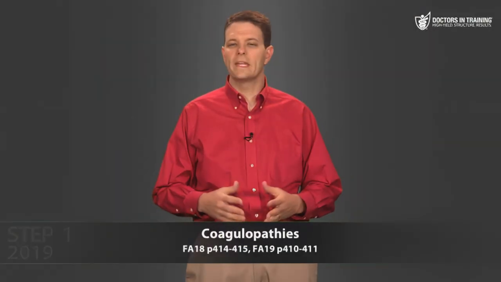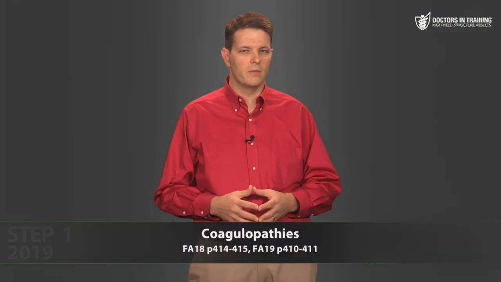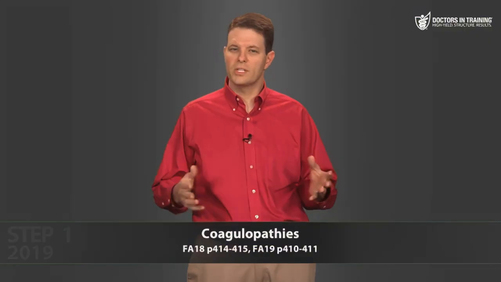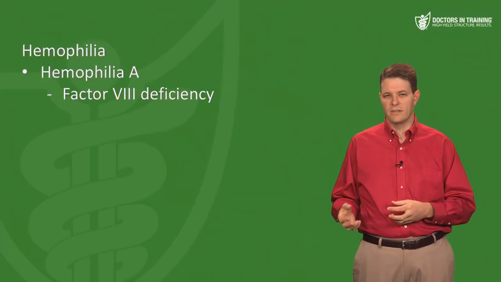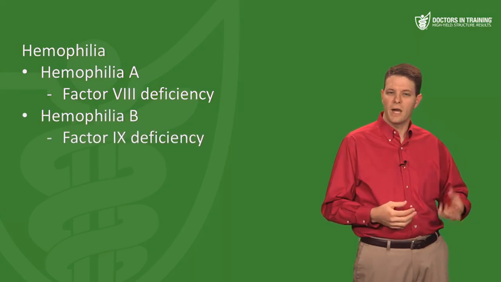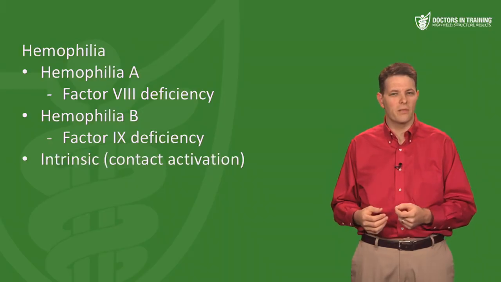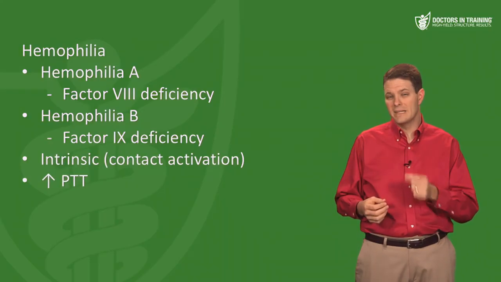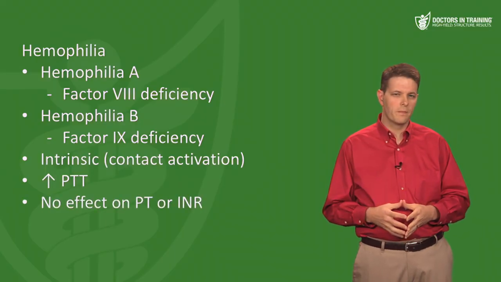Let's discuss coagulation disorders, or coagulopathies. Now, these are very important for step 1. Several students reported having lots of questions on bleeding disorders. And we've already touched on hemophilia. Hemophilia A is associated with factor 8 deficiency, and hemophilia B with factor 9 deficiency. So factor 8 and factor 9 are both part of the intrinsic pathway, the contact activation pathway. So hemophilia will increase the PTT, but not the PT or INR, just the PTT.